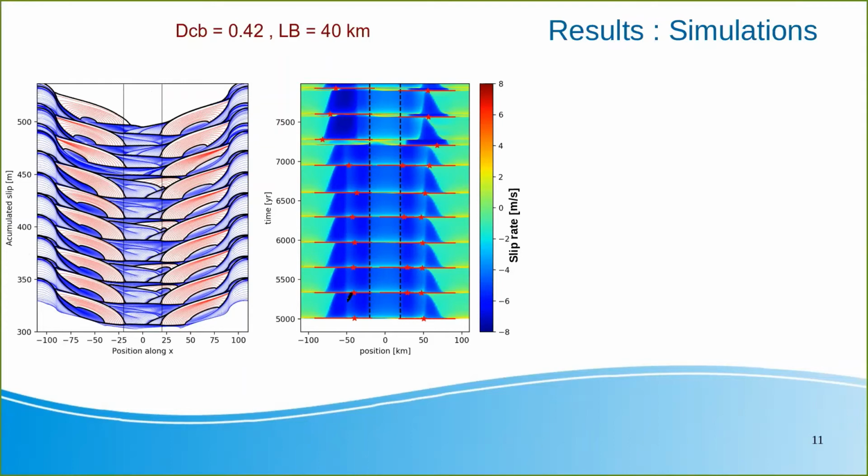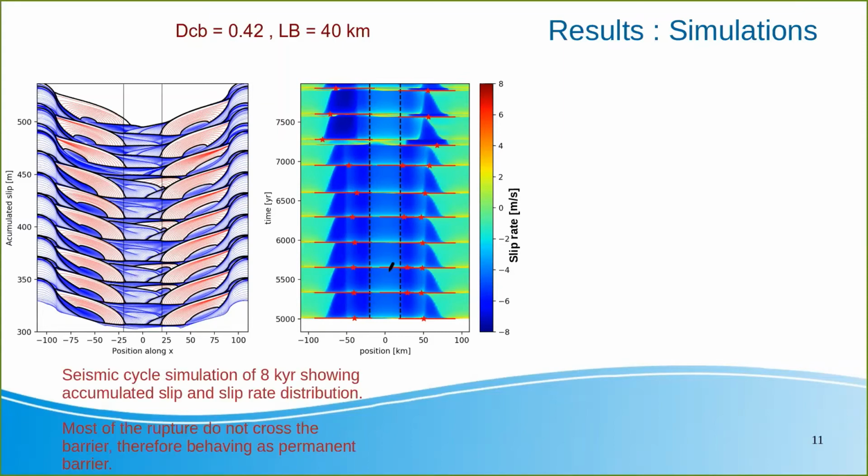And we have the same here. We have that the events marked in red lines, with the epicenter in red star, are stopping at the barrier marked by the dashed line. So most of the events are stopping, and therefore we have a permanent barrier for rupture propagation. Yes. And as you can see also, the barrier is locked.